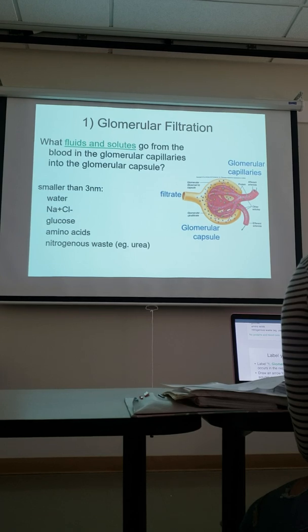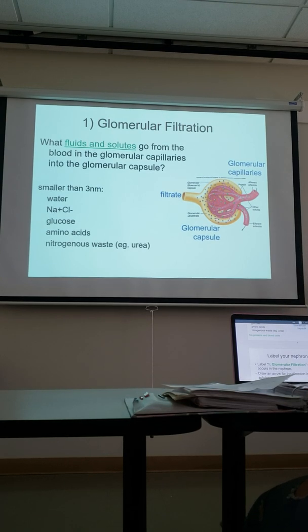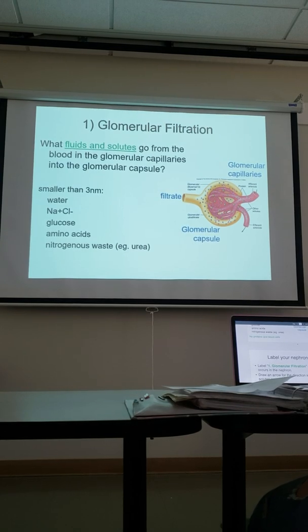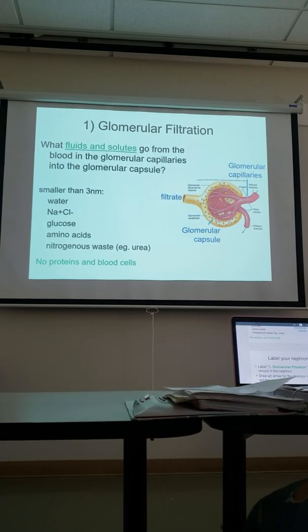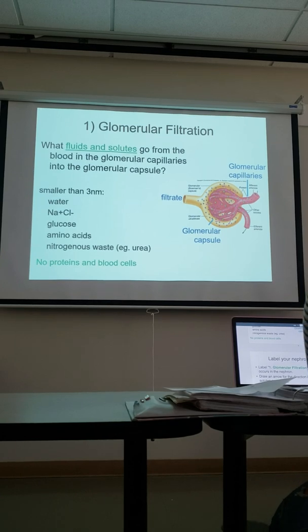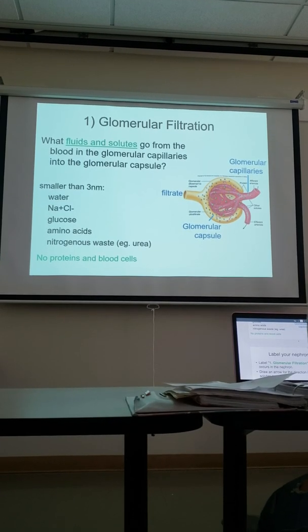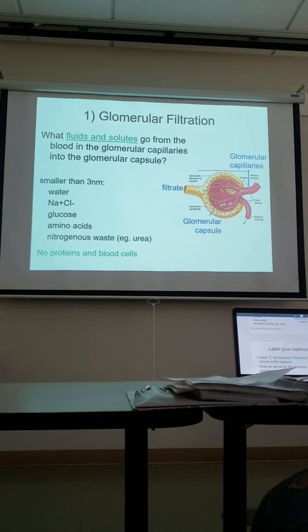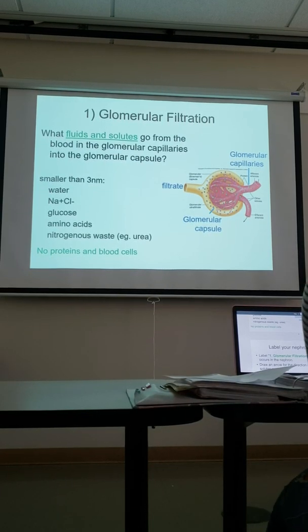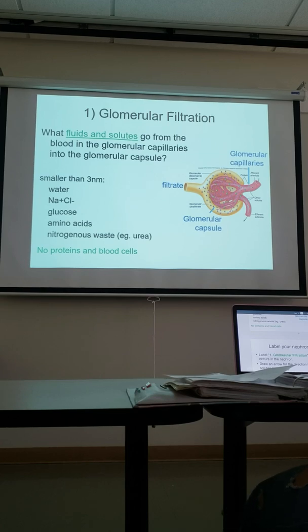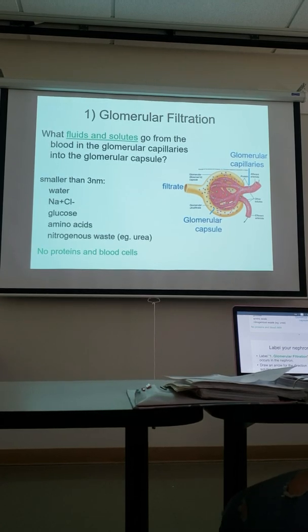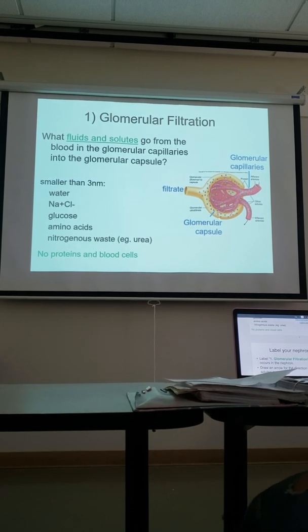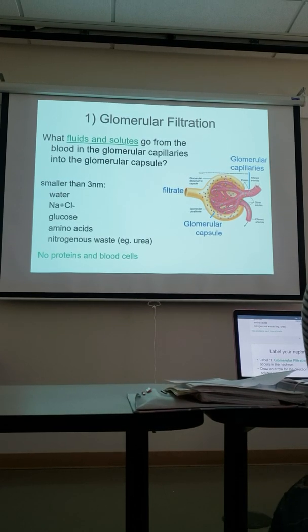Should you ever see blood in your urine? No. Red blood cells, white blood cells, they are larger than 3 nanometers, so they should not go through. Proteins, right? Remember, proteins are long chains of amino acids. They are larger than 3 nanometers, so you also should not see protein in your urine. That's part of the urinalysis. They check for protein, they check for blood. You shouldn't see either one of them. They're too big to go through this filtration membrane.